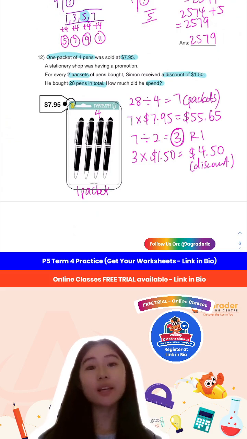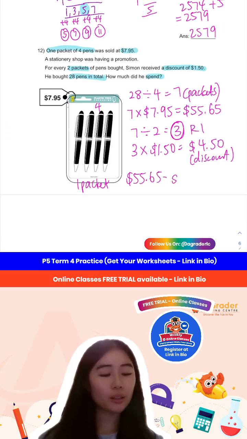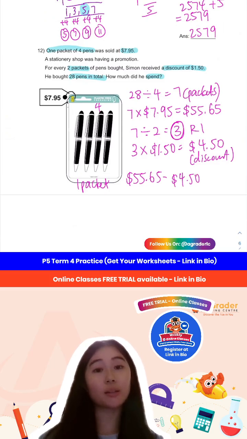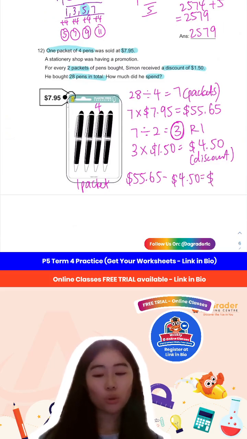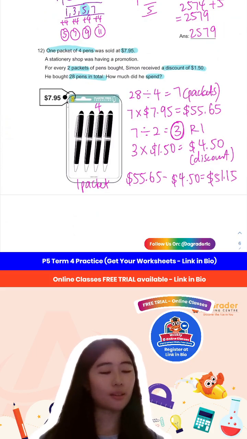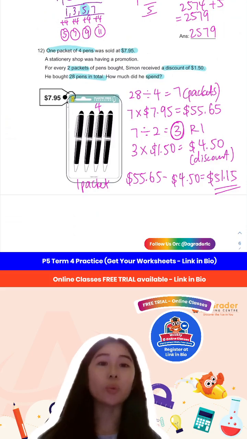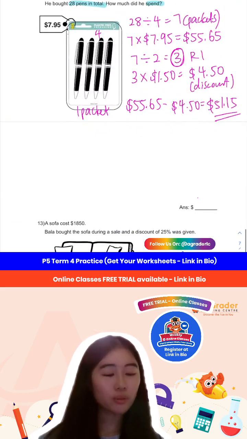Then the last step is you can just minus, right? We will just use 55.65 minus the discount, because the discount makes things cheaper. So then you're going to get $51.15 as the final answer. I think quite a few of you got this. 51.15.